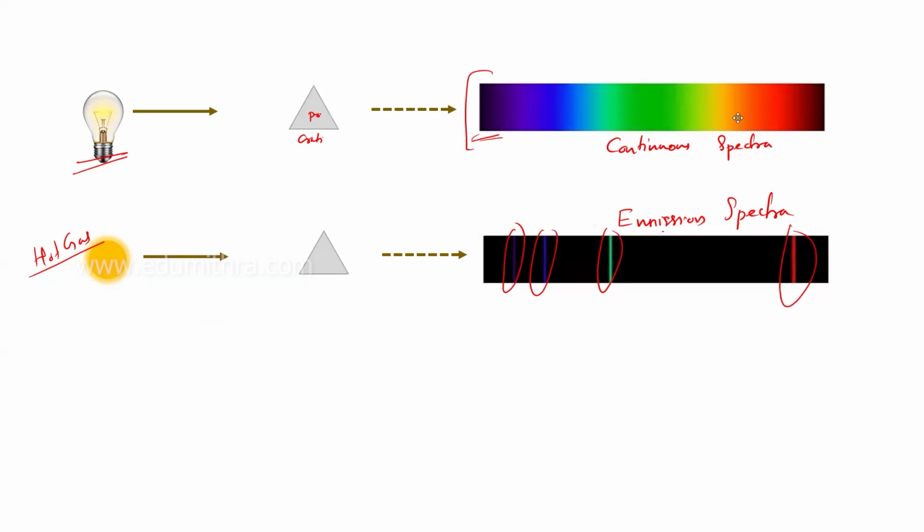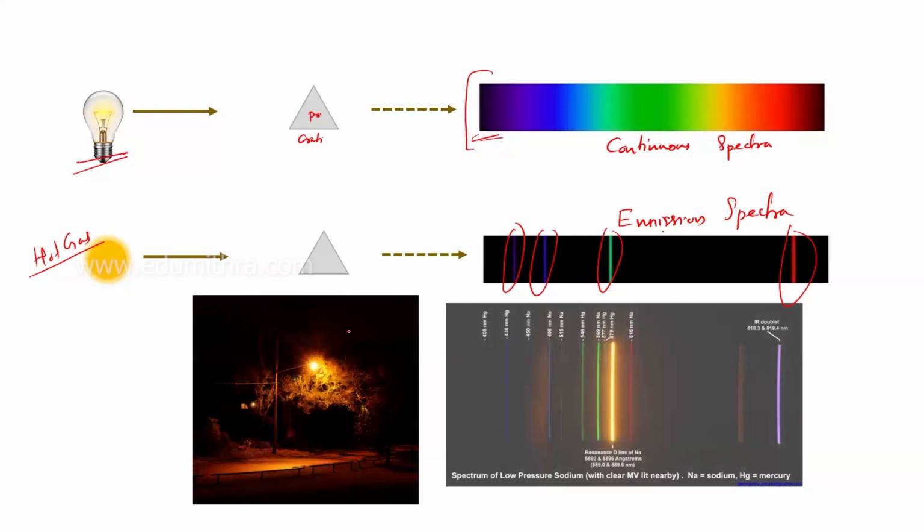Oh, before that, I will give you another example of this hot gas. Hopefully you might have seen this street light with a yellow color. That yellow lamp itself consists of a tube, basically a bulb. Inside that bulb, they are filled with sodium vapors. The sodium vapor is heated up by electricity.